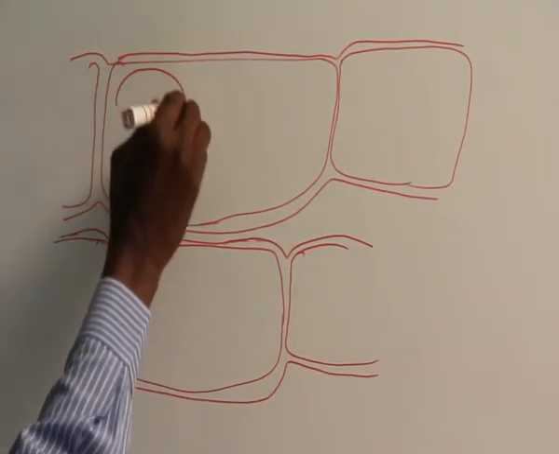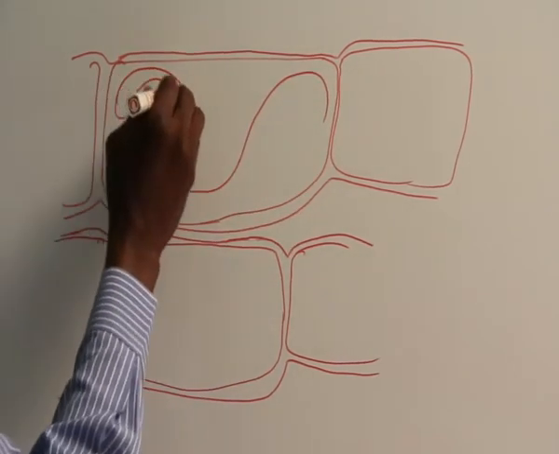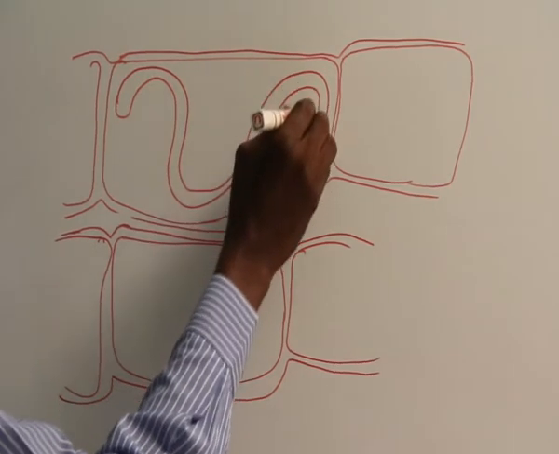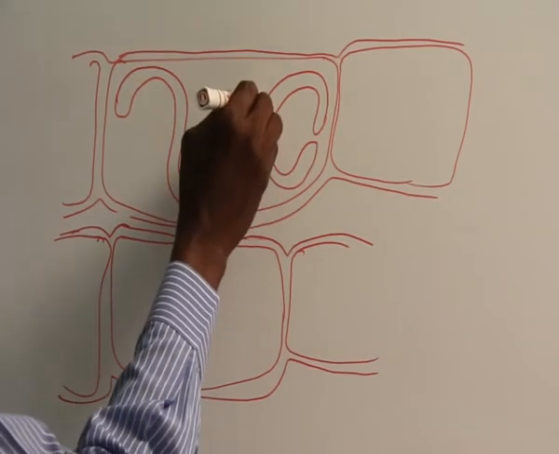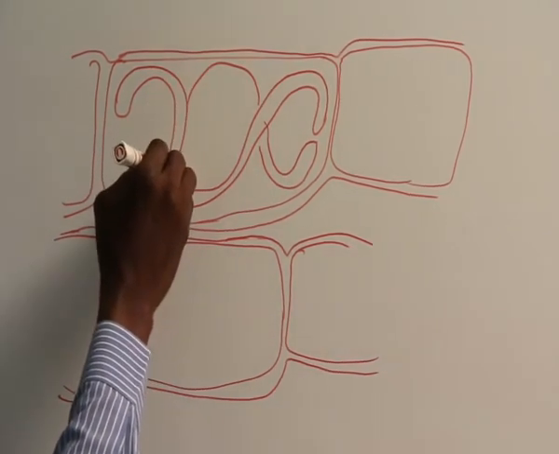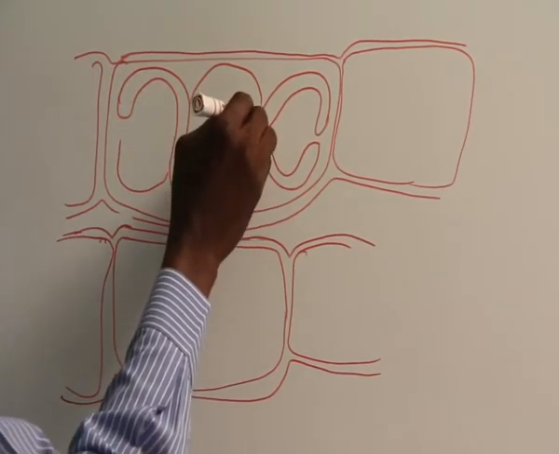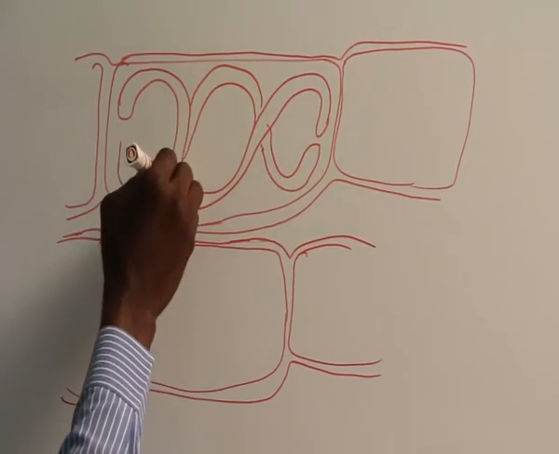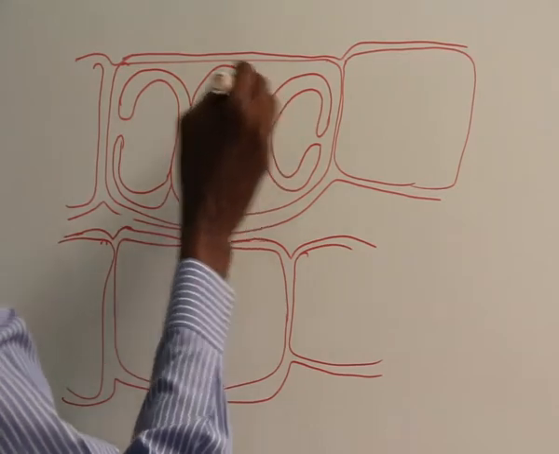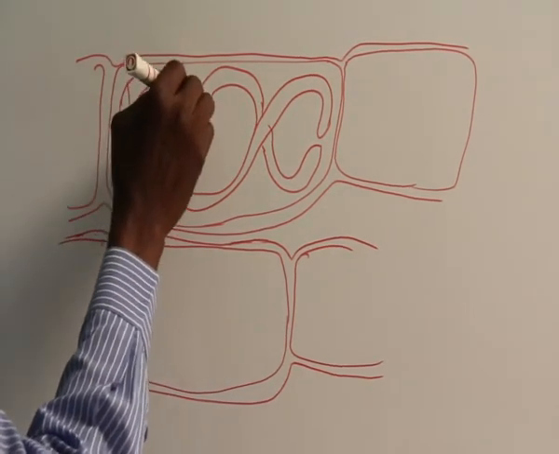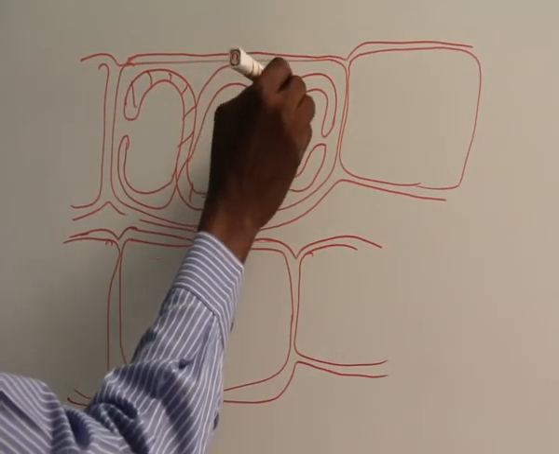Now we have Spirogyra having a spirally shaped chloroplast. Let's do some shading of the chloroplast to bring the features out clearly.